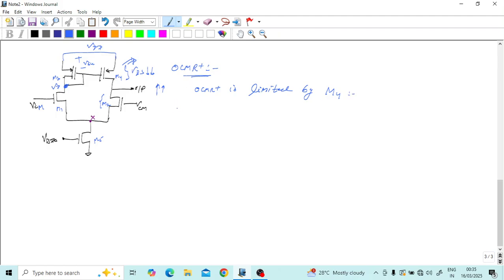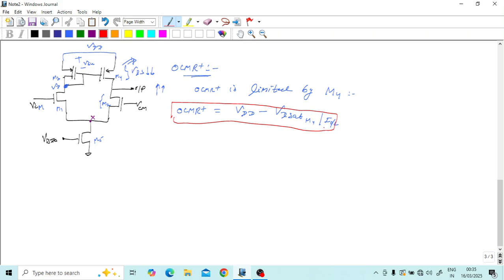So what is the maximum output voltage that we can apply? OCMR plus will be nothing but VDD minus VD sat of M4 at I naught by 2. So this will be the maximum voltage, with I naught by 2 here. This is the maximum voltage that we can apply such that our transistor will be in the saturation region. So OCMR plus is nothing but VDD minus VD sat of this transistor M4 at current I naught by 2.